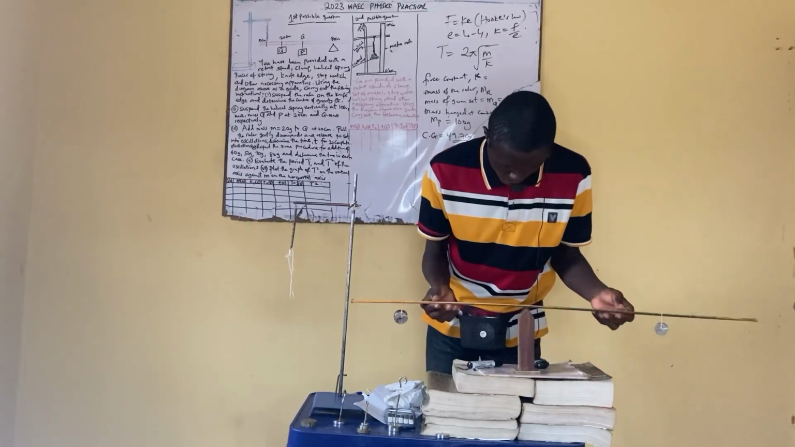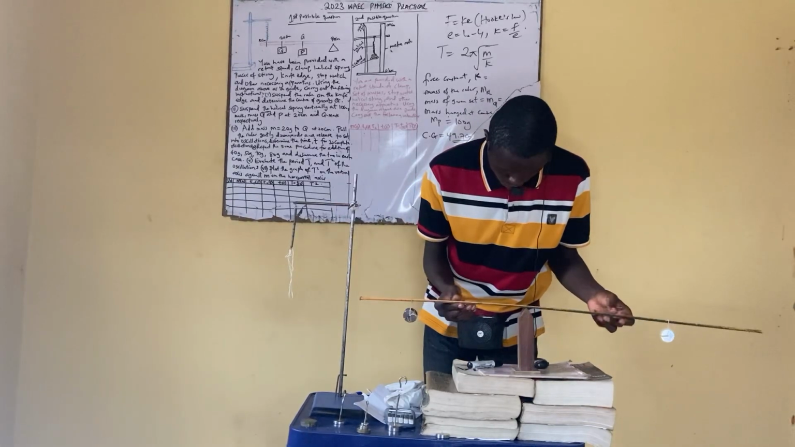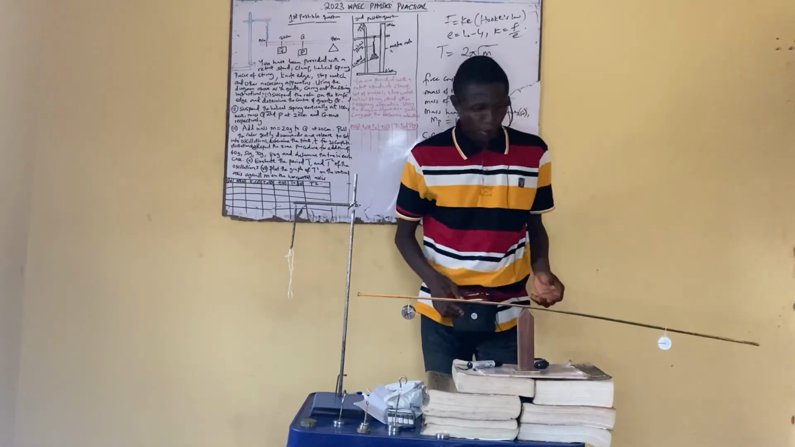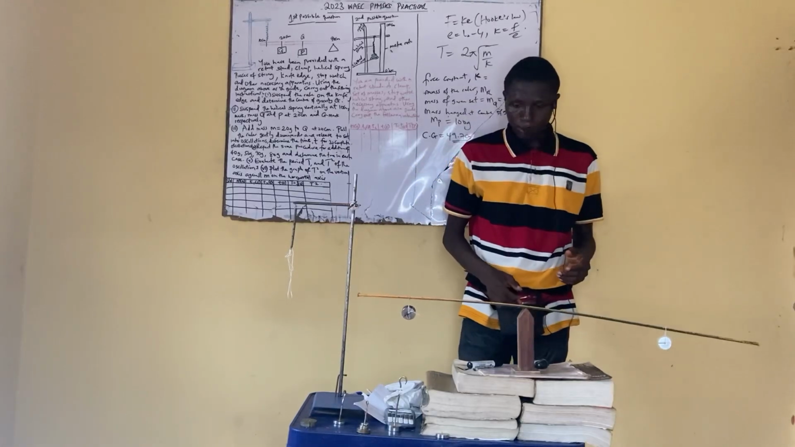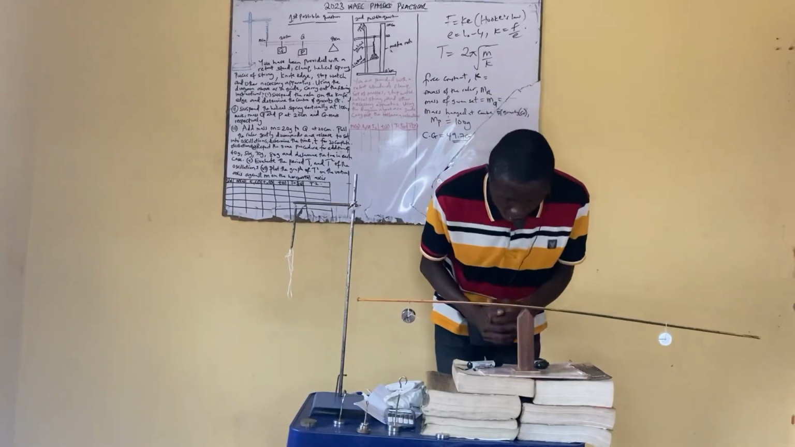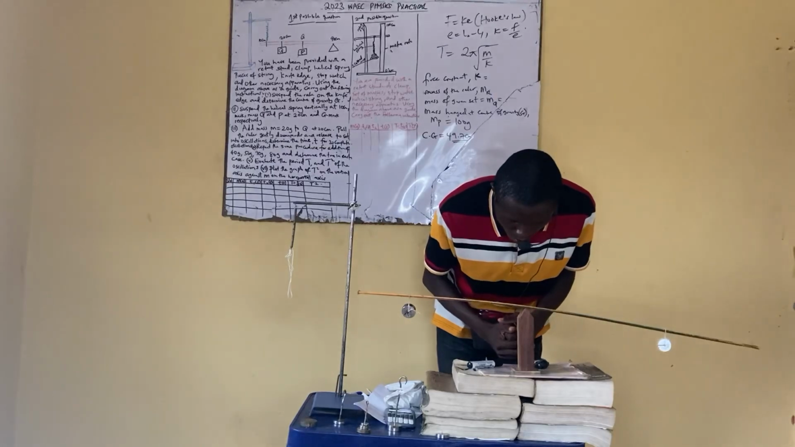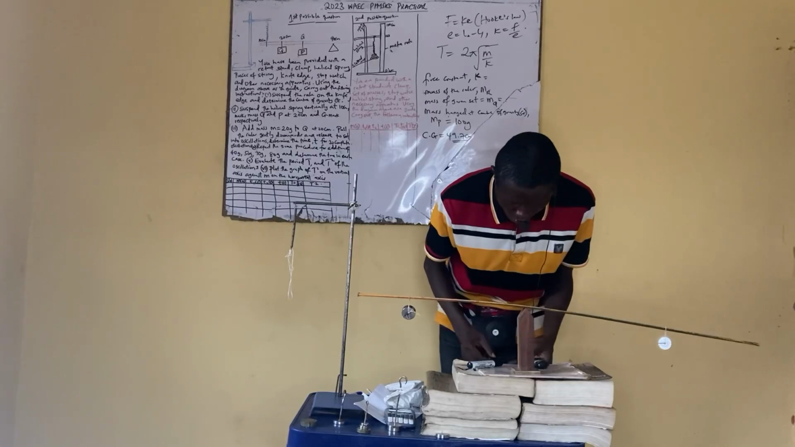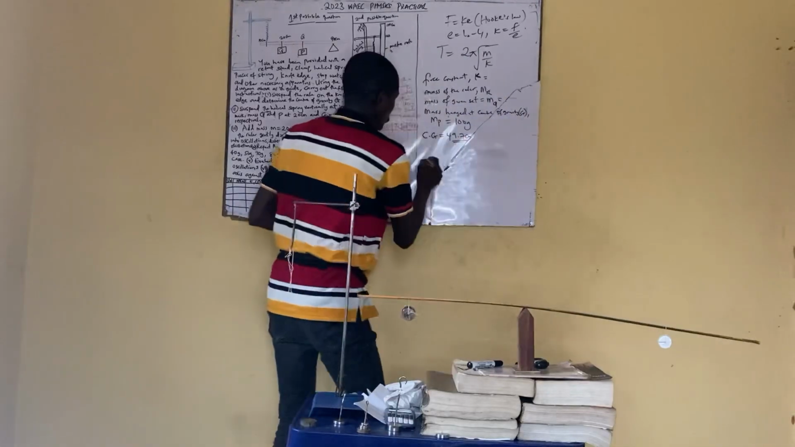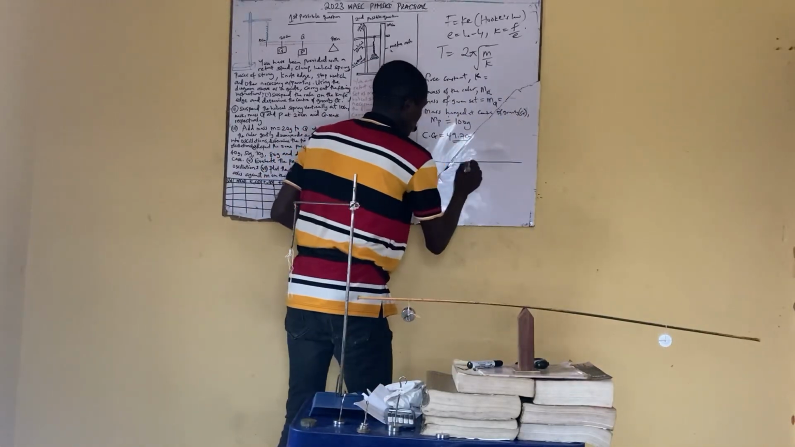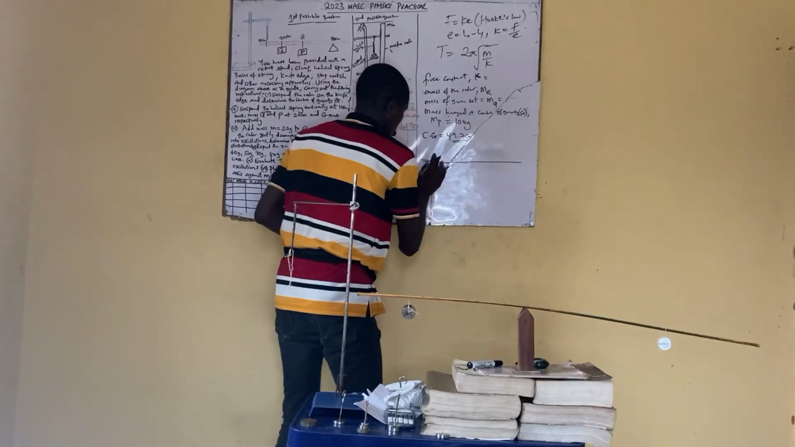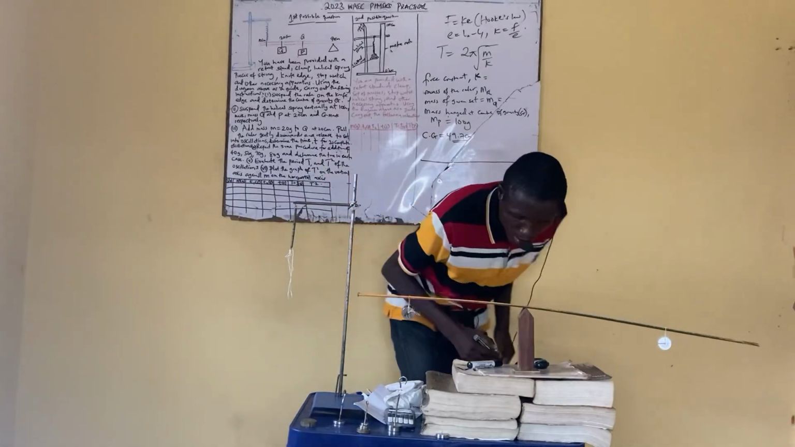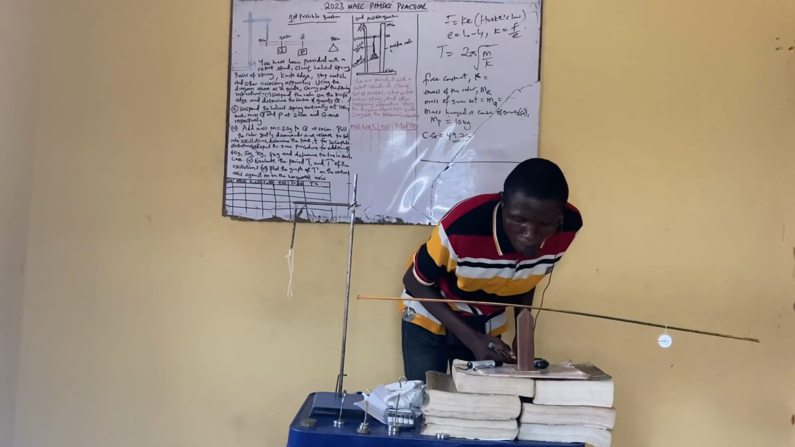Just try and balance this. Look for the weight, the ruler can be balanced. Now, so we have the balance point here at what? 42. It means that, look at this, what I have here is my pivot. My pivot is resting on approximately 42.